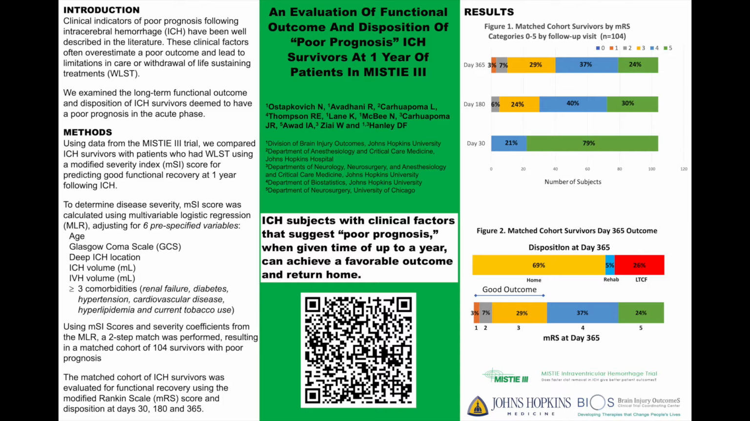To determine disease severity, we calculated a score using an established severity index to compare ICH survivors with patients who had had withdrawal of life-sustaining treatment, WOLST. Multivariable logistic regression was used, adjusting for 6 pre-specified clinical factors: age, Glasgow Coma Scale, deep ICH location, stability ICH volume, and intraventricular hemorrhage volume.